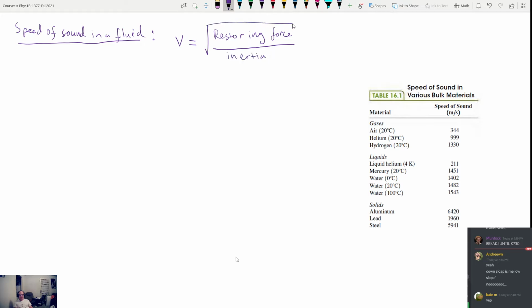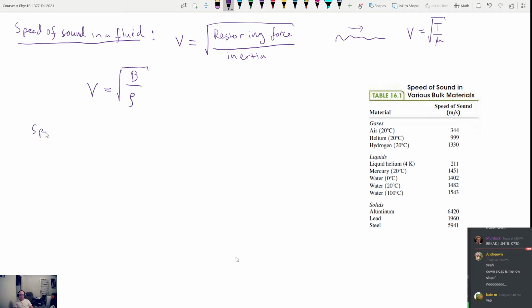As an example, when we had a string that had a wave on it, we said that the velocity was equal to the square root of the tension force divided by the mass density mu, right? So the restoring force is the tension, the tighter it is, the faster it's going to go, and the density shows up here down at the bottom. So in a fluid, the velocity of the wave is going to be the square root of the bulk modulus, our restoring force, divided by the normal density, our inertial term. So that's going to give us our velocity of sound in a fluid.